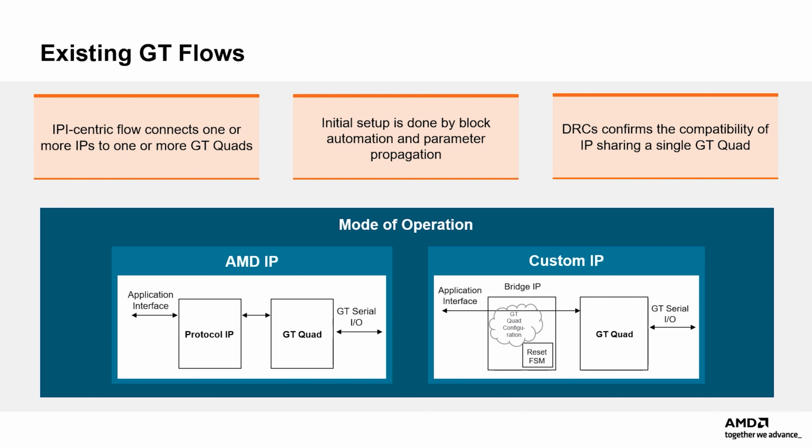An IP integrator-centric flow facilitates the connection of one or more IPs to one or more GT quads. The initial setup relies on block automation and parameter propagation, which, while helpful, can lead to complications if modifications are needed. Design rule checks are performed to ensure that the IPs sharing a single GT quad are compatible with each other. This flow can hinder flexibility and customization, making it difficult to adapt designs to specific requirements. We will discuss further challenges with the existing GT Wizard in the next slide.